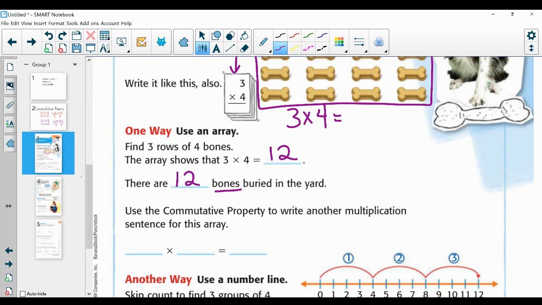Use the commutative property to write another multiplication sentence for this array. So here are my factors. I'm going to switch them around. I have 4 bones in each row times 3 rows, and it still equals 12 bones.